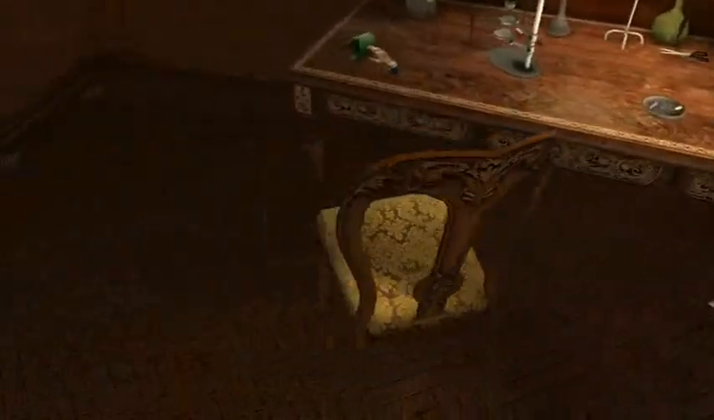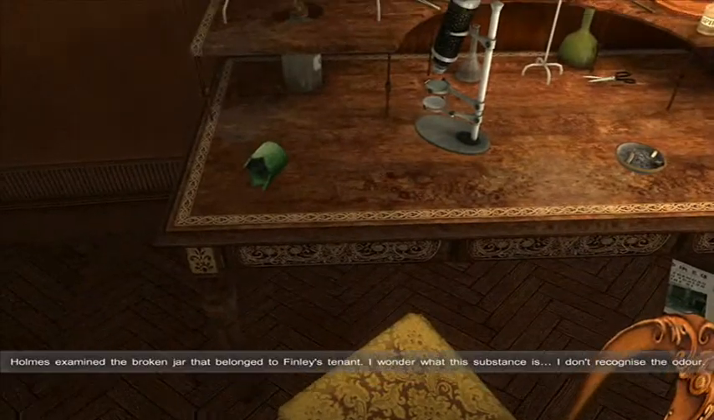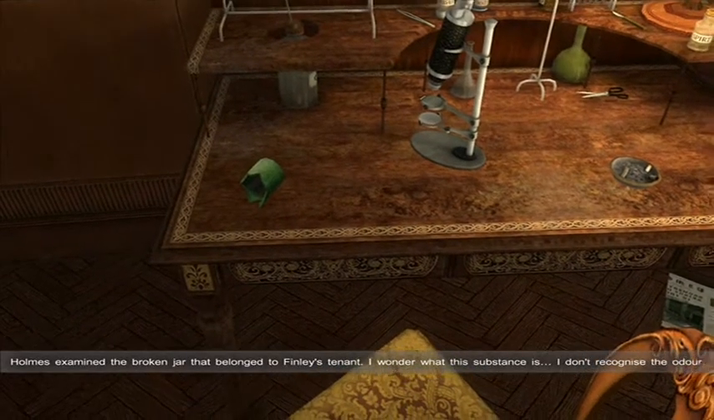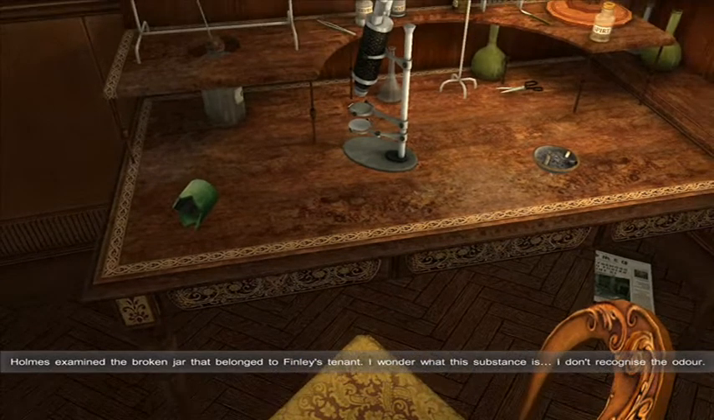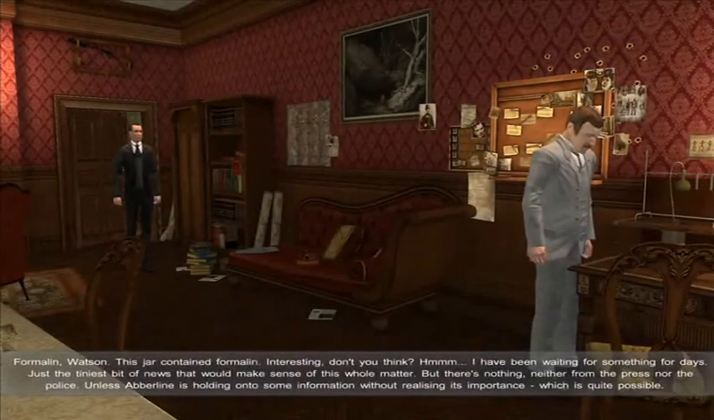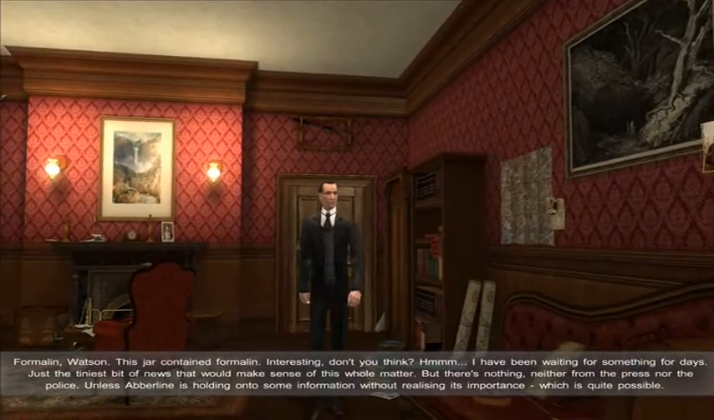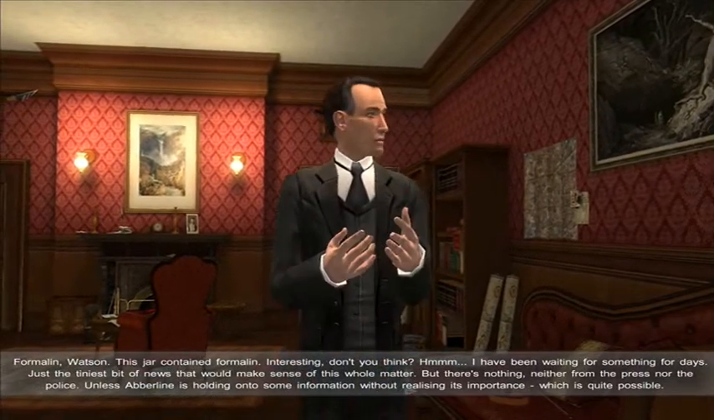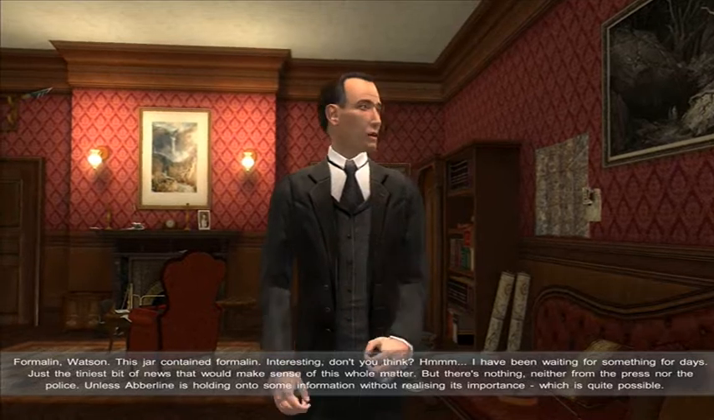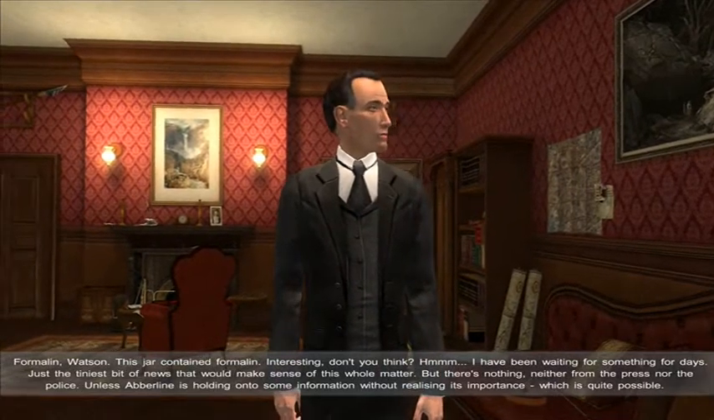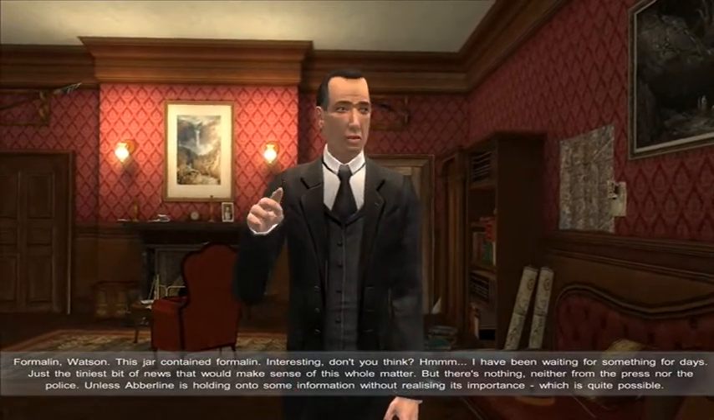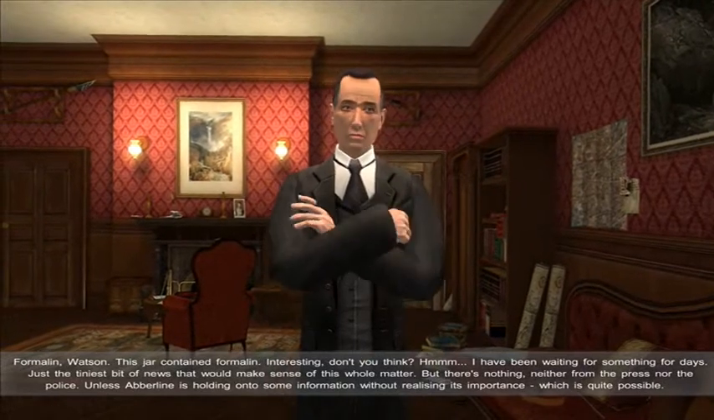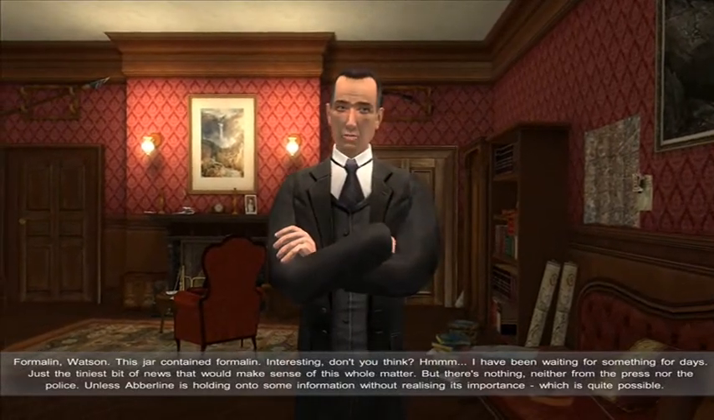We have checked that one. Holmes examined the broken jar that belonged to Finley's tenant. I wonder what this substance is. I don't recognize the odour. Formalin, Watson. This jar contained formalin. Interesting, don't you think? I've been waiting for something for days. Just the tiniest bit of news that would make sense of this whole matter. But there's nothing, neither from the press nor the police. Unless Aberline is holding on to some information without realizing its importance, which is quite possible.